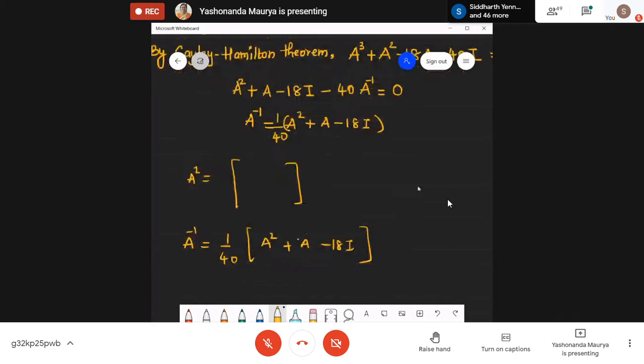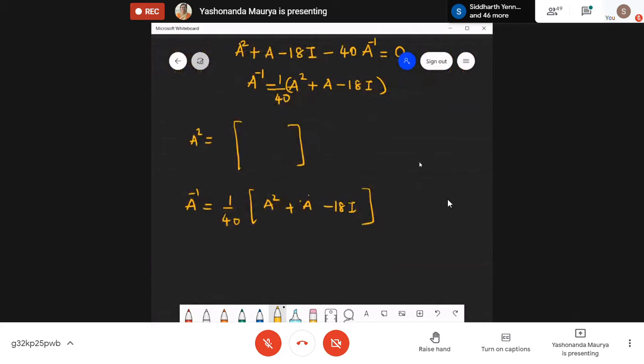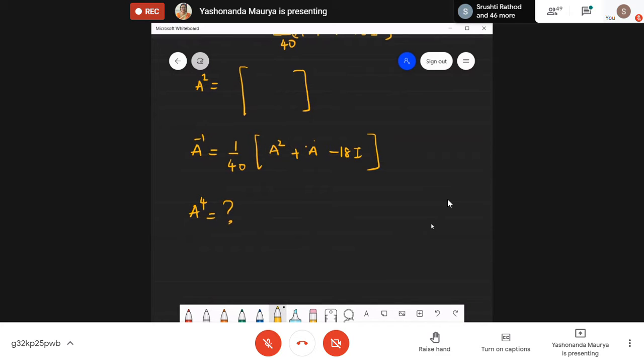Now on similar lines, if we want A raised to 4, how do we get it? In that case, yes, we can use the division quotient method also, but A raised to 4 is just a simple power that has been asked. So what we can do is multiply this expression.